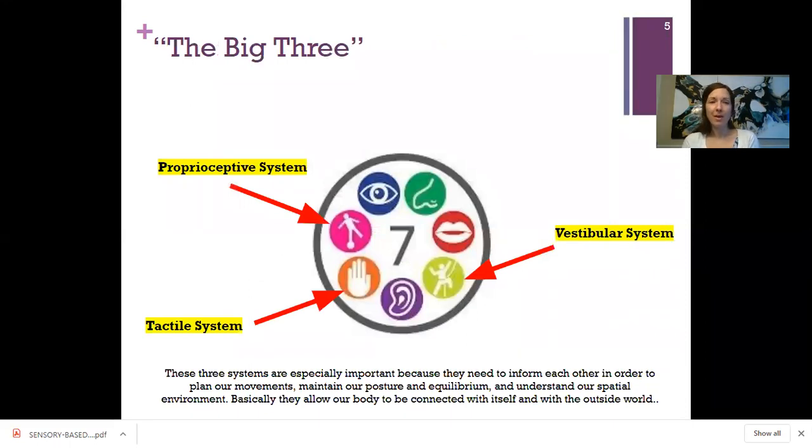So we'll talk about the big 3, the proprioceptive system, the vestibular system, and the tactile system. These 3 really have to work together really well so that we can plan our movements, maintain our posture, maintain our equilibrium. If we didn't have these senses working together, we would not be able to be upright. And it helps us understand where we are in the space around us. So these 3 systems are really important for us to understand all the signals from within our body and also from without our body, so the outside world, our connection to the outside world as well.